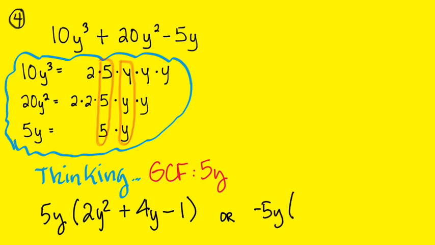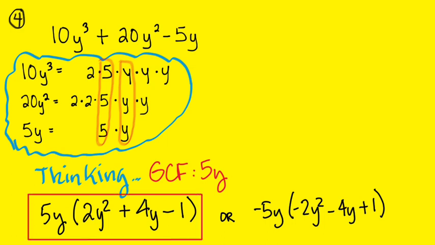Now, what if I wanted to take out a negative 5y, just for fun? If I did that, then I would change things. If I'm dividing by negative 5, then it would be negative 2y squared minus 5y plus 1. But we'll talk more about that later.